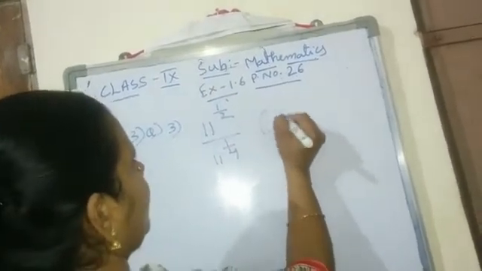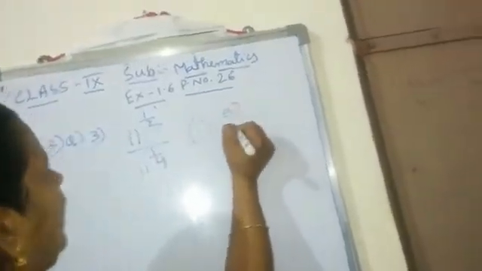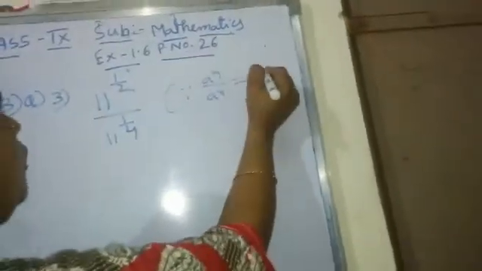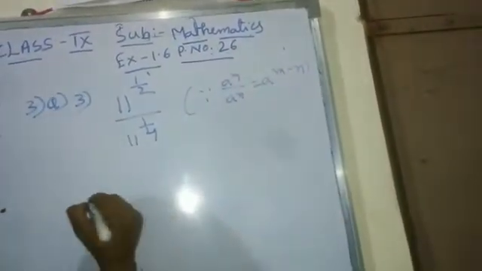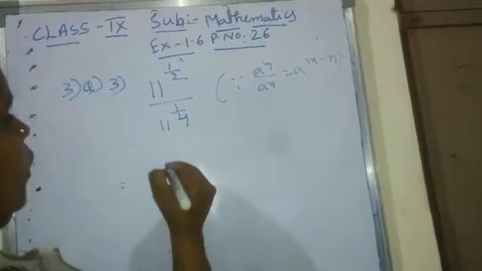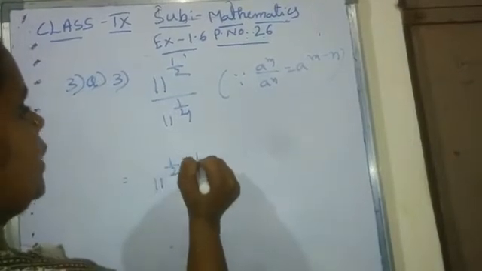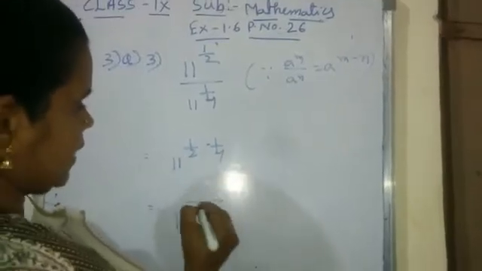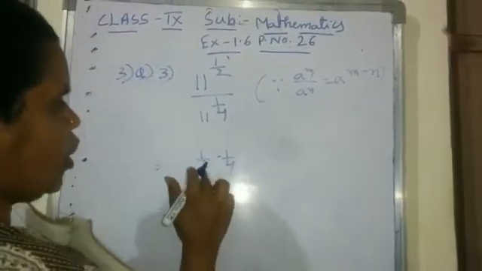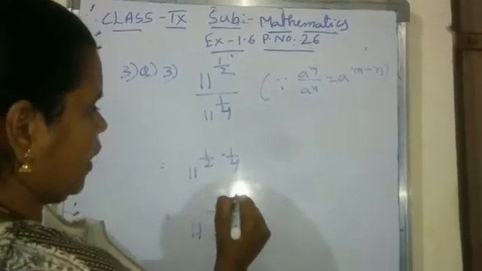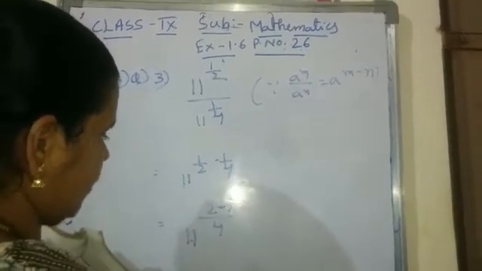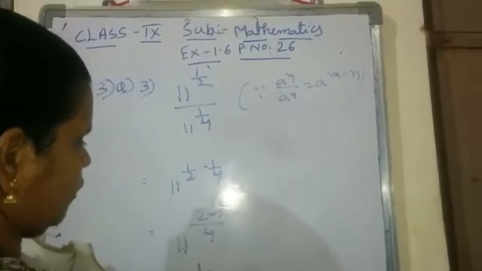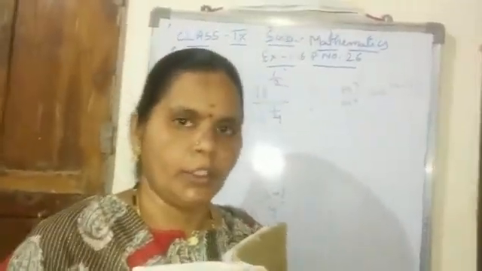So since the law is a power m by a power n is equal to a power m minus n, 11 to the power of 1 by 2 minus 1 by 4. So 11 to the power of, take the LCM of the denominators, which is 4. 2 times 2 minus 1, which means 11 to the power of 1 by 4. Now see children, fourth question is homework for you.